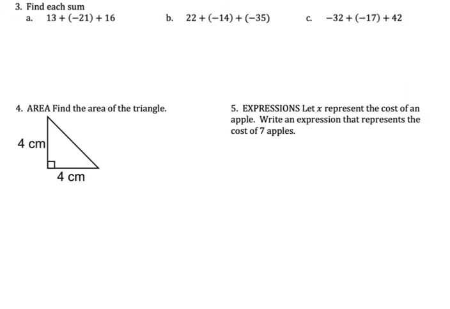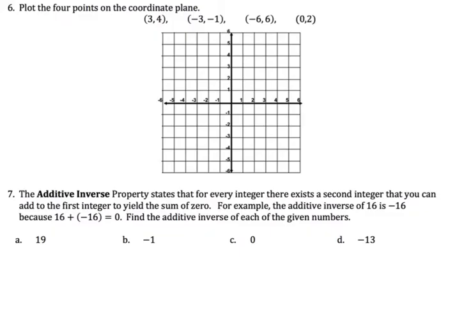3, 4, 5, and 6, review problems. Well, 3 is adding, 4 is finding the area of a triangle, 5, writing an expression, 6, plotting some points. 7 and 8 are designed for you to read a small paragraph, learn a concept from that paragraph, and then immediately apply it. See if you can learn by reading.